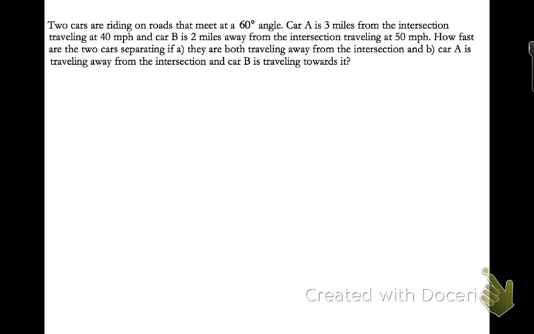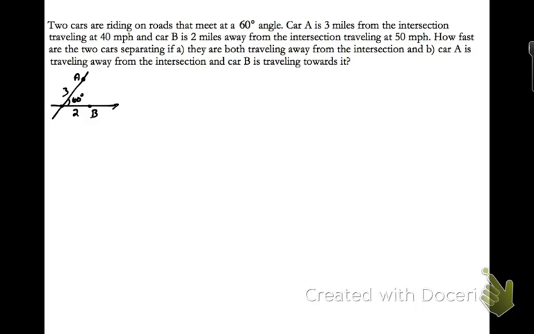In this example, there are two cars, and they're riding on roads that meet at a 60-degree angle. So our picture, here's road 1 and road 2, and this angle must be 60 degrees. We're told that car A is 3 miles from the intersection. So the intersection's here, there's car A. We're told that car B is 2 miles from the intersection.